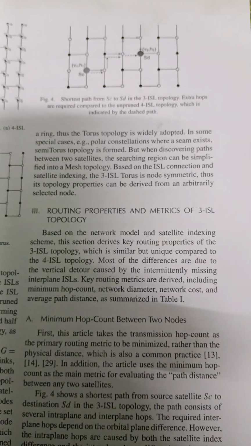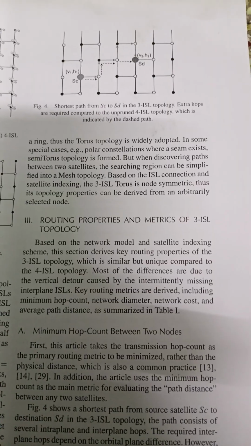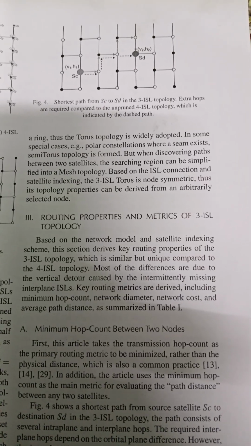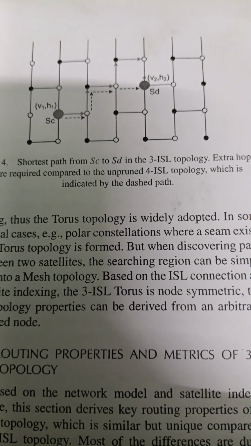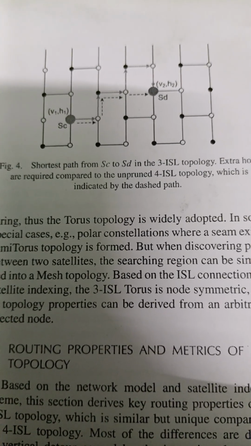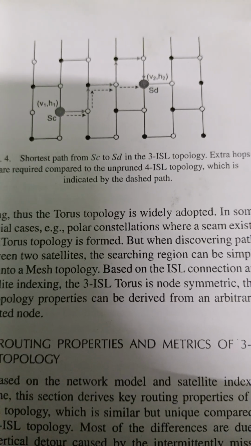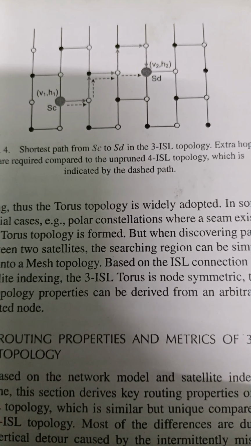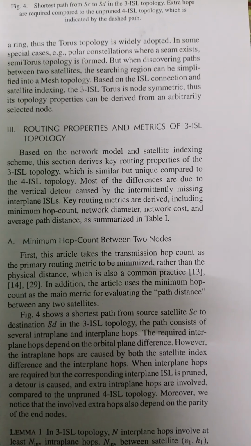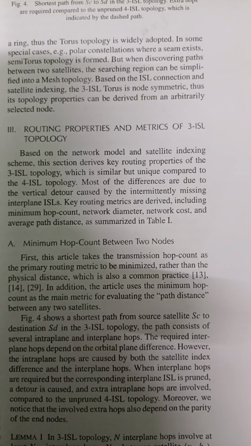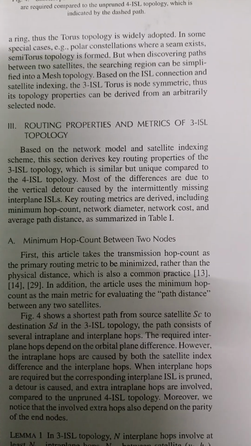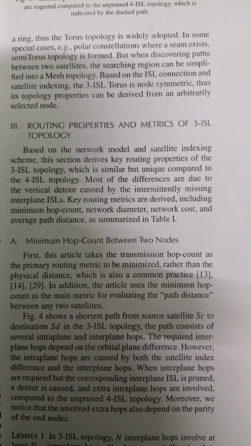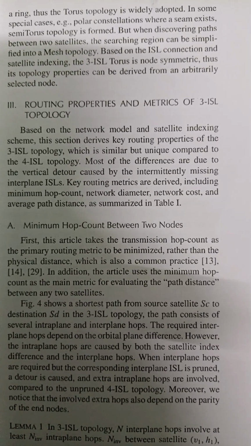Figure 4 shows the shortest path from SC to SD in the 3ASL topology. Extra hops are required compared to the unpruned 4ASL topology, which is indicated by the dashed path. The diagram shows the shortest path from source satellite to destination in the 3ASL topology. The path consists of several interplane and intraplane hops.